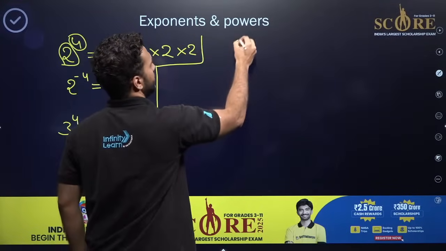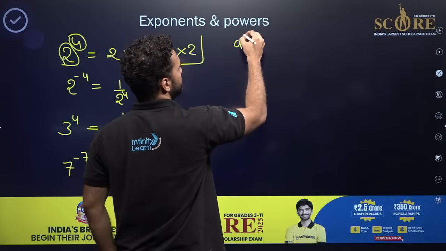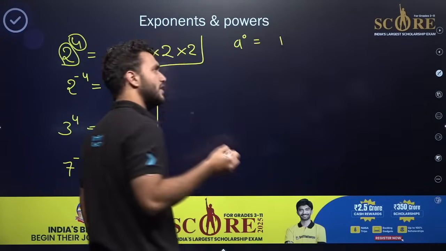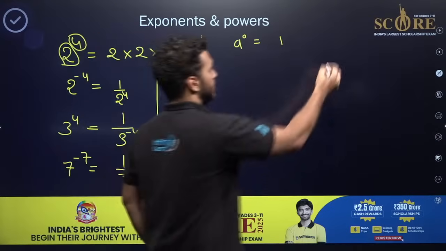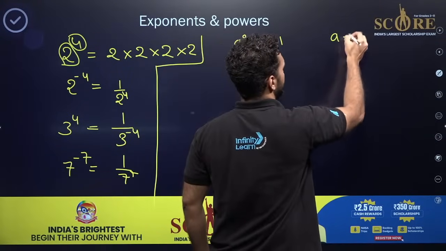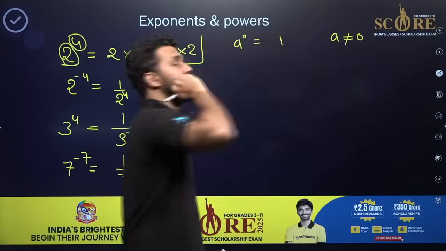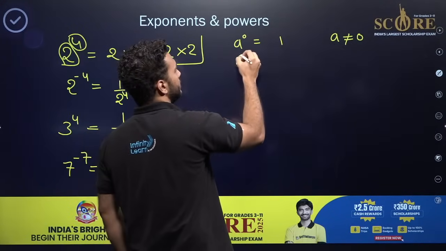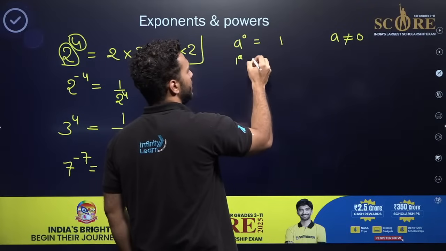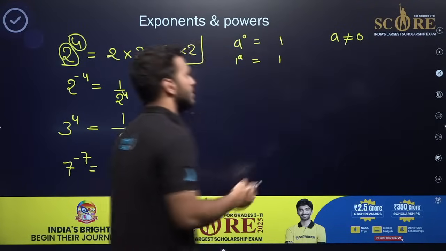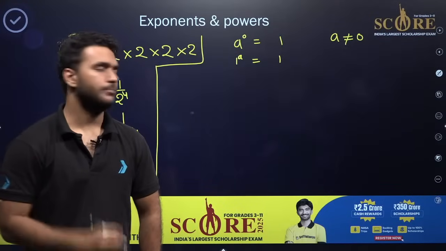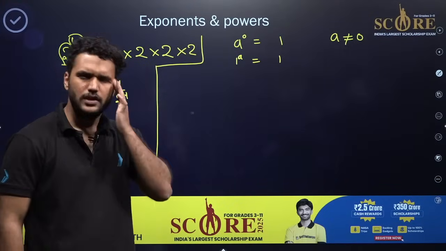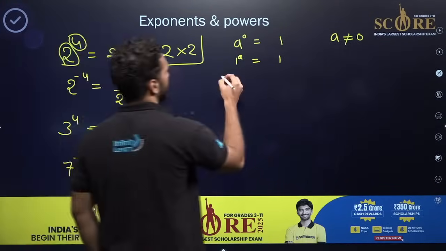And the first thing you should know about this exponents and power topic is some rules. a to the power 0 always gives you 1, no matter what the base is, but a should not be equal to 0. 1 to the power a is always 1. Whatever power you have, the answer will always be 1.